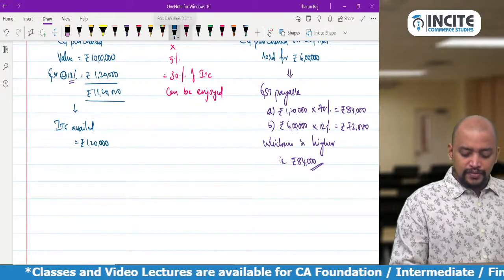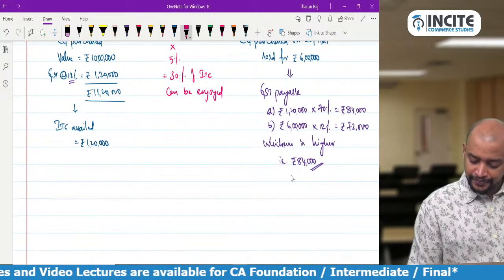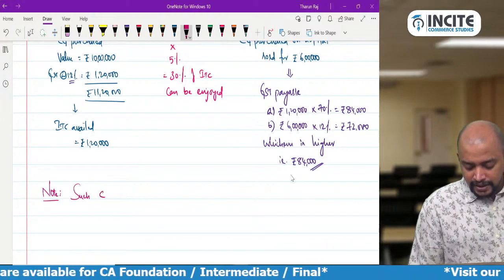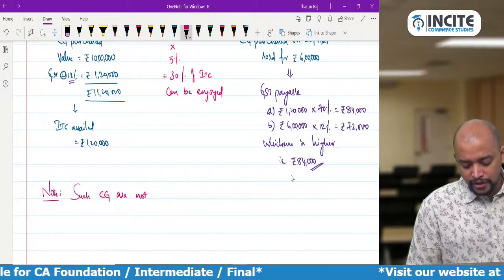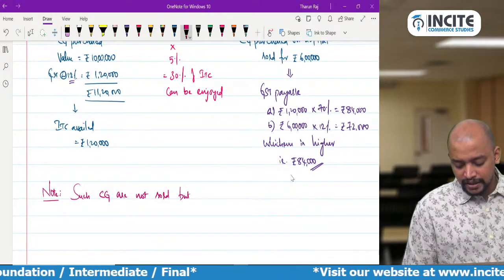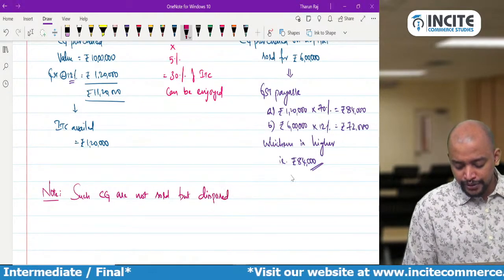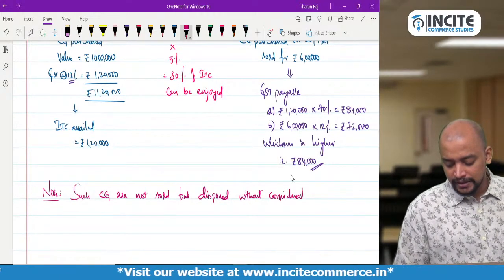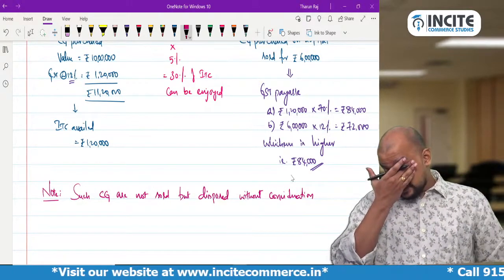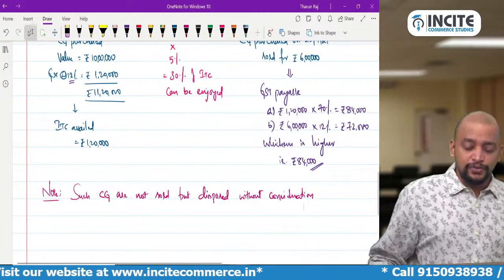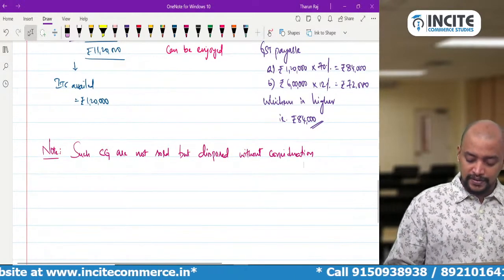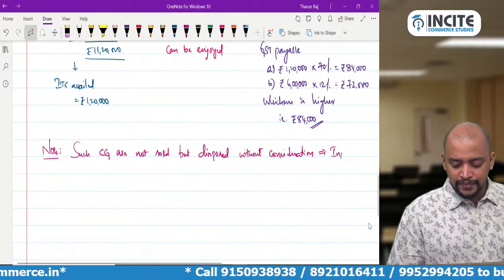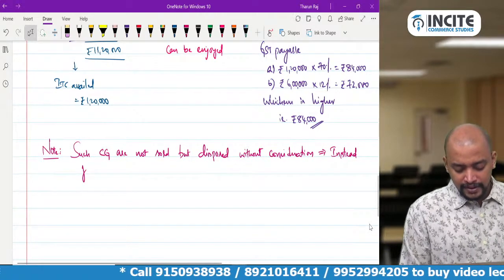So, disposal note. Such capital goods are not sold but disposed without consideration, then what do we need to do? So instead of transaction value, you need to take the value determined under the rules. Instead of sale value, what do we need to do?